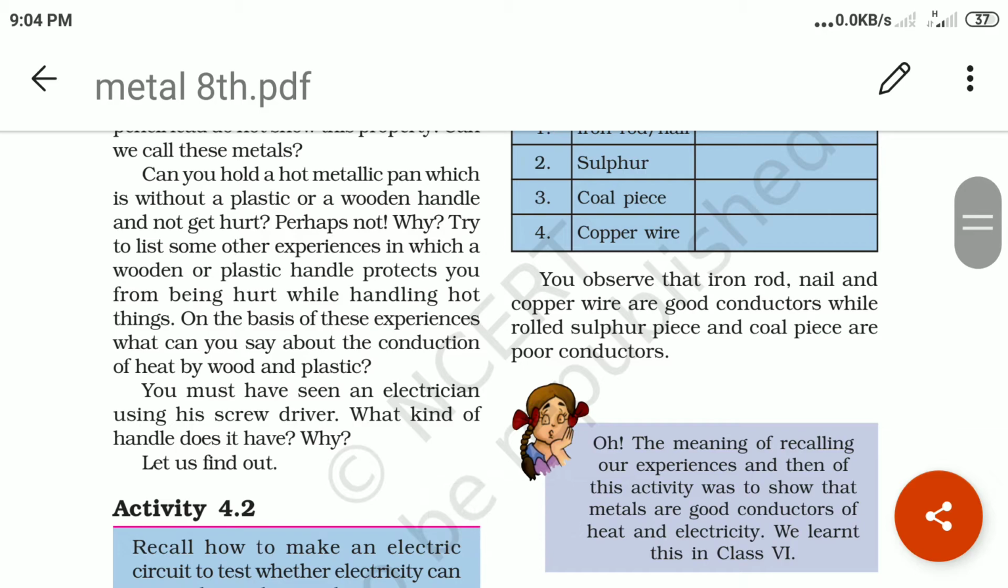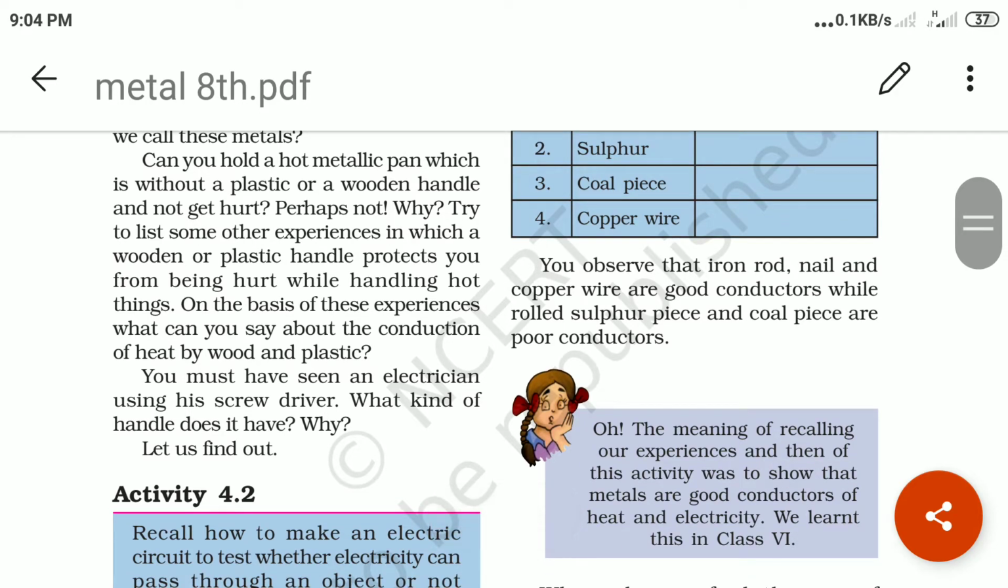And that's why the iron nails and the aluminum are called metals, and the coal and pencil are non-metals. Can you hold a hot metallic pan which is without a plastic or a wooden handle? Yes, it is possible. And not get hot?